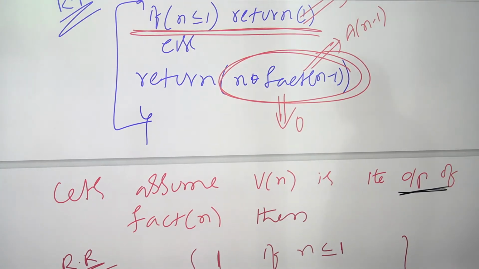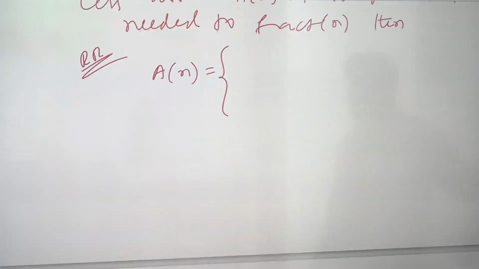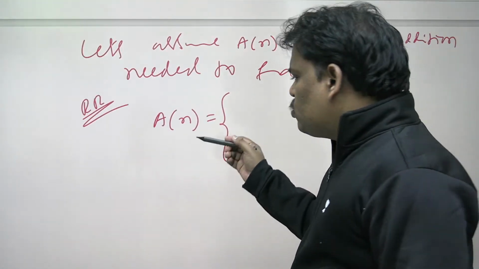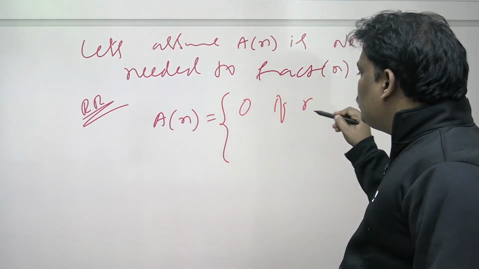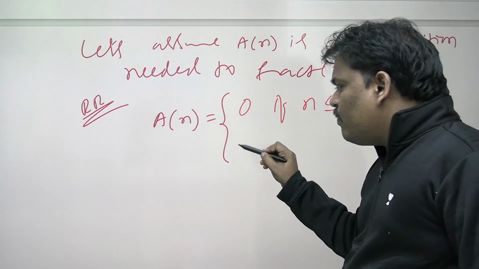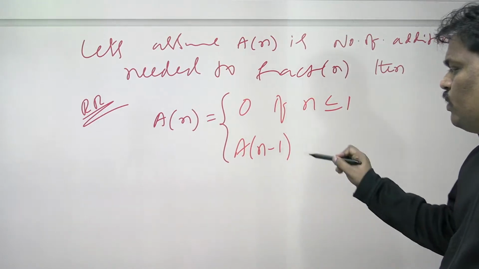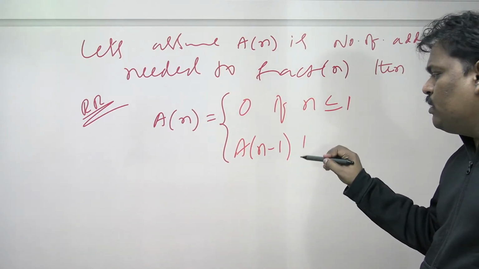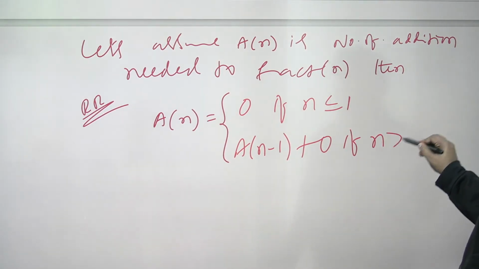Next one, subtraction, 0. Division, 0. If they are there, write them, otherwise you don't write. Recursion, I cannot do anything. So, number of additions in fact of n is 0 if n is less than or equal to 1. Otherwise, recursion on n minus 1, that's fine. Right? Next one, how many multiplications? 0 multiplications if n is less than or equal to 1. In the else part, 1 multiplication.